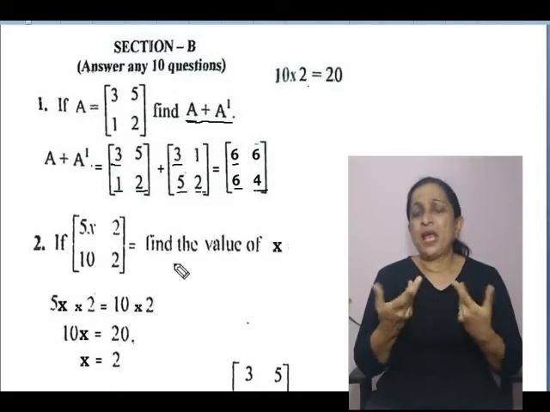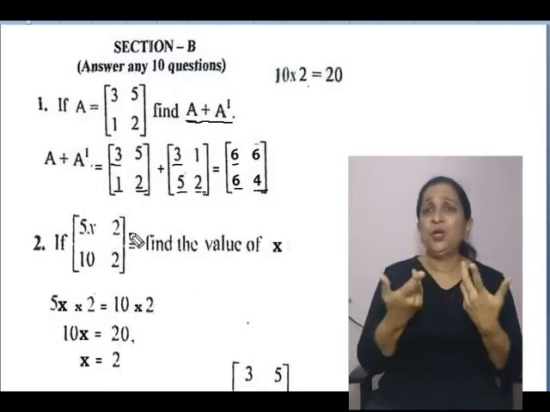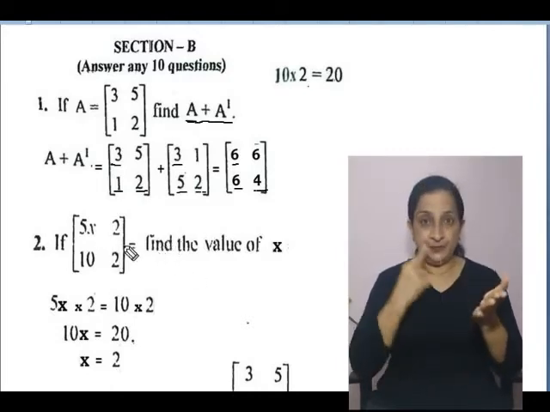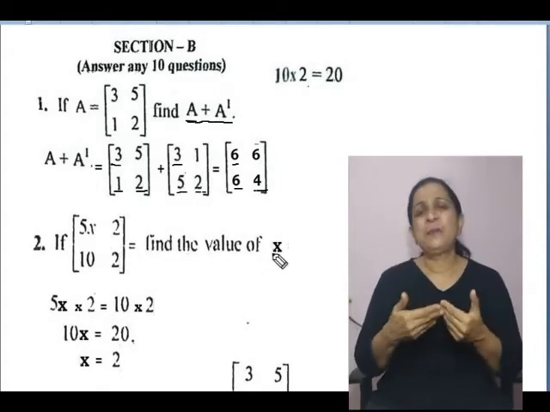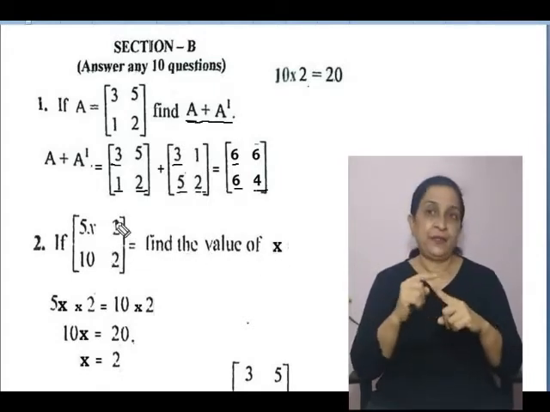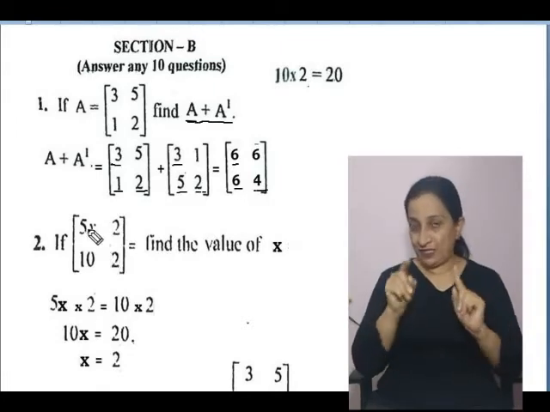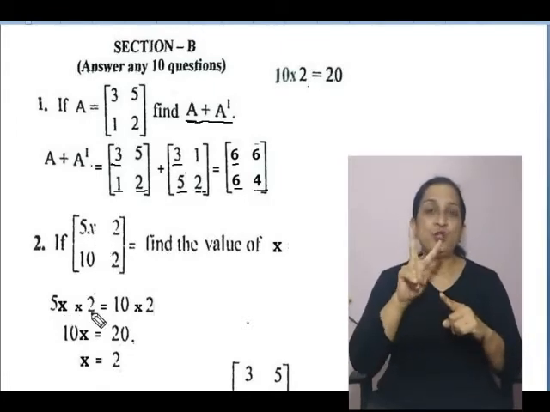Sometimes this is made equal to a unit matrix and then you are asked to find the value. Here there is nothing like that. You are simply asked to find the value of x. That means you solve this matrix, that is 5 into 2 is 10x.